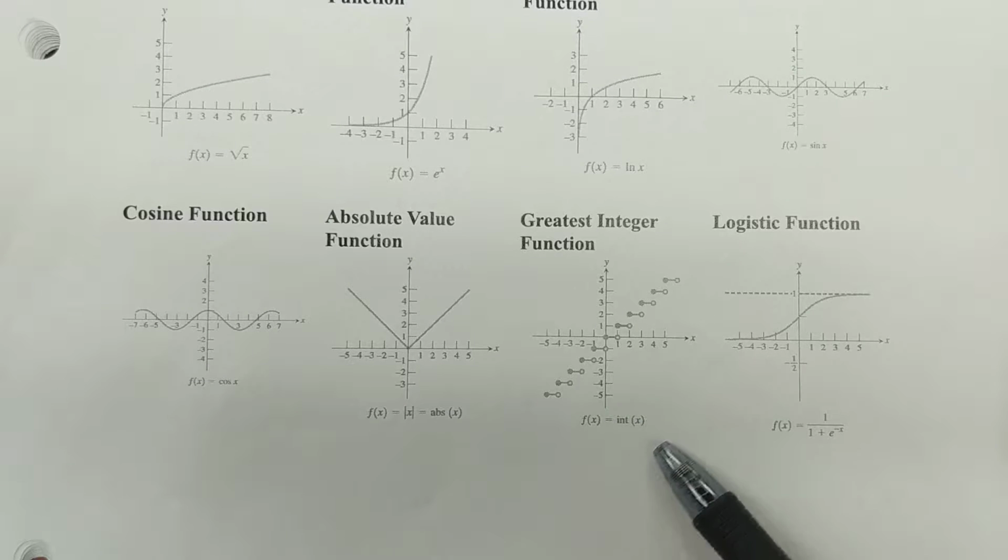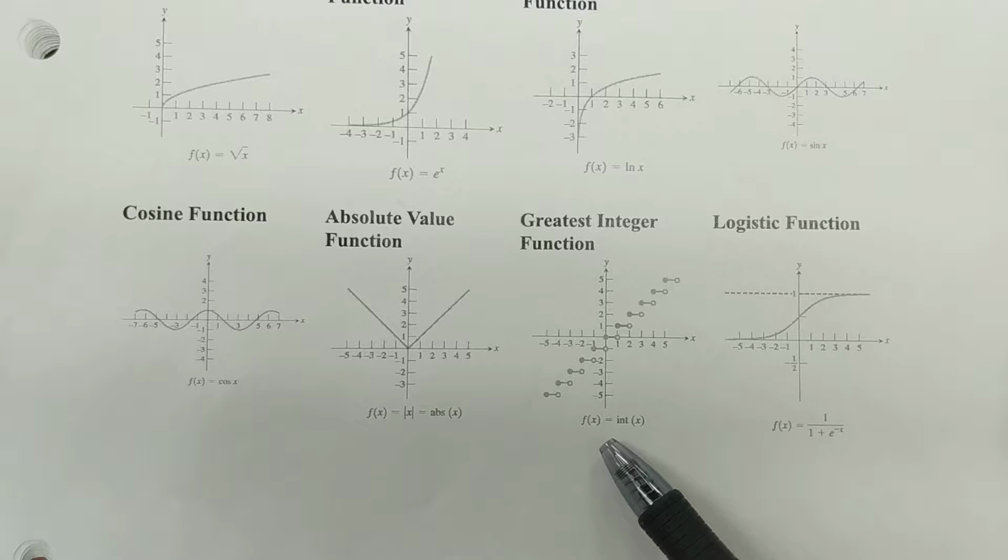Now, just a note about the greatest integer here. What the greatest integer function does is it rounds all values down. So any decimal value is rounded down to the previous number. So 1.1 rounds down to 1, 1.5 rounds down to 1, 1.9 rounds down to 1, 1.9 repeating rounds down to 1. So all values round down.